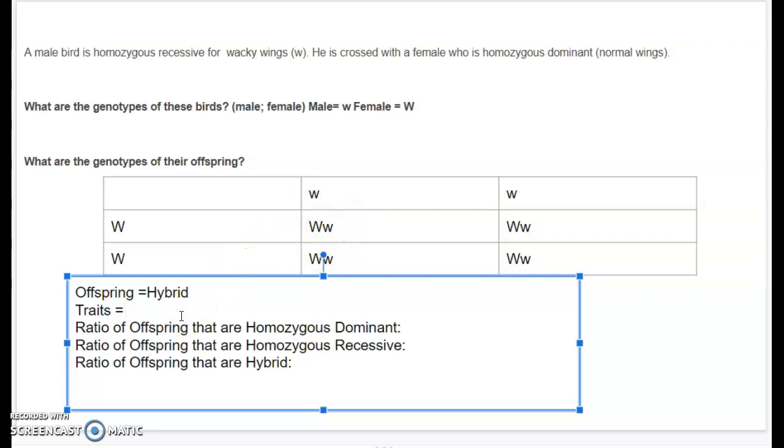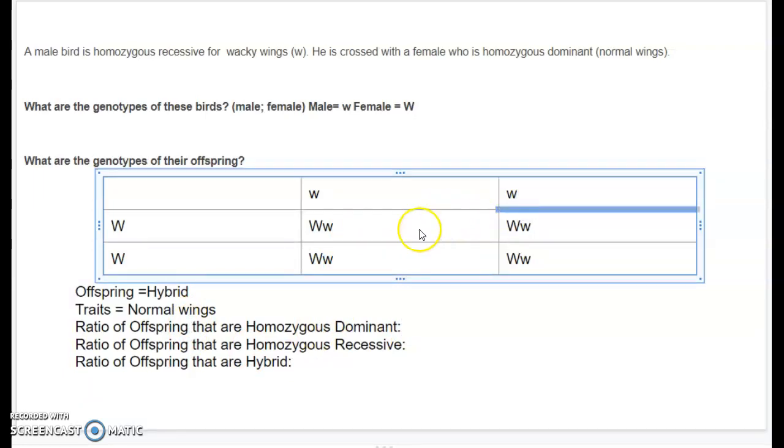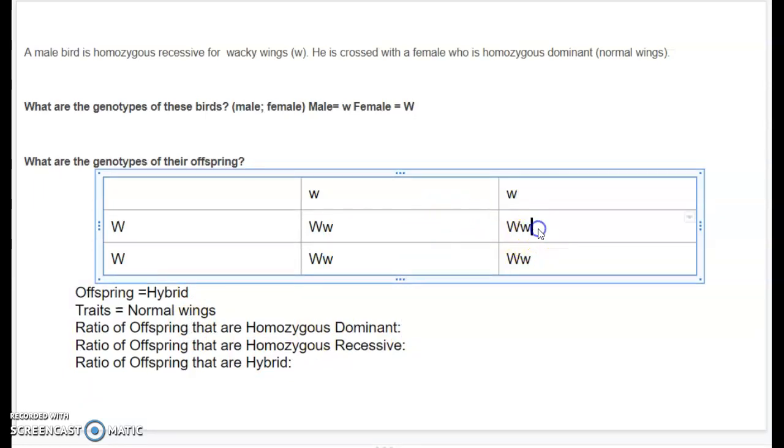The trait of these birds is they are going to have normal wings. The reason they're going to have normal wings is because the capital W is dominant and the female had dominant wings, which was a capital W. Okay. So now we have to find the ratio. So the ratio is we're going to be counting the offspring. So there's 1, 2, 3, 4 offspring because we have 4 squares.